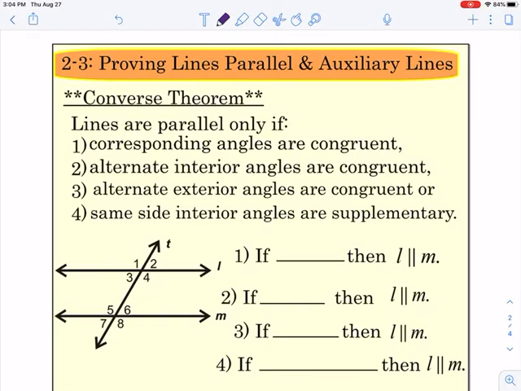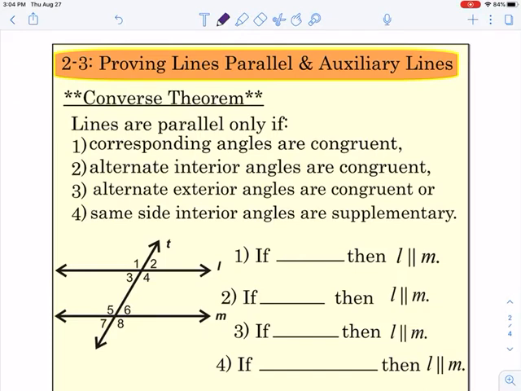So section 2.3 is about proving lines parallel and auxiliary lines. And we're going to do something today called the converse theorem. Converse basically means that we're going to flip-flop exactly what we learned yesterday. So yesterday we learned if two lines are parallel, that meant that alternate interior angles were congruent, alternate exterior angles were congruent, corresponding angles were congruent, and interior angles on the same side of the transversal were supplementary. So now we're going to go the complete opposite of that. Now if I tell you that angles are congruent, that's going to mean that you can tell me that the lines are parallel. And this is the section that you're going to have the quiz after.